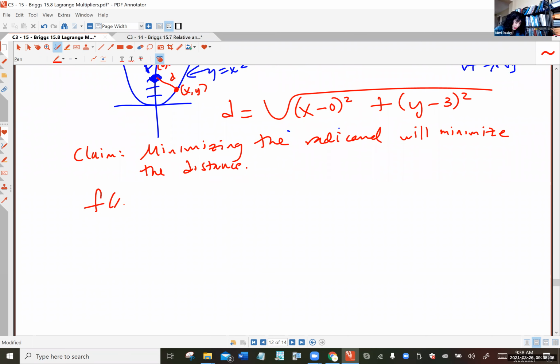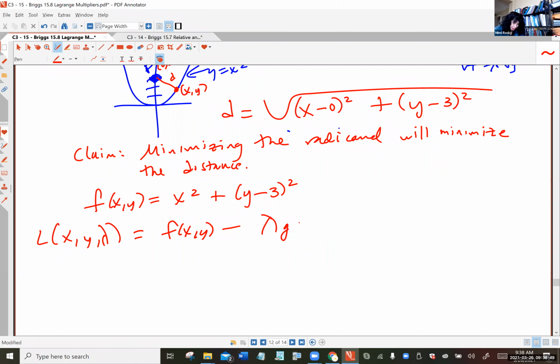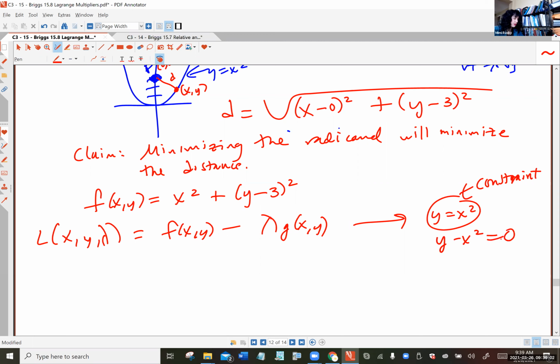So the function that we're going to try to minimize is the radicand, the stuff under the radical. So my big L, my big mother of a function, is going to be this little f minus lambda times little g. But what is little g? They gave me that y equals x squared. This is your constraint. Can't spell constraint. So if we rewrite it where we get everything on one side and 0 on the other, we can call this y minus x squared.